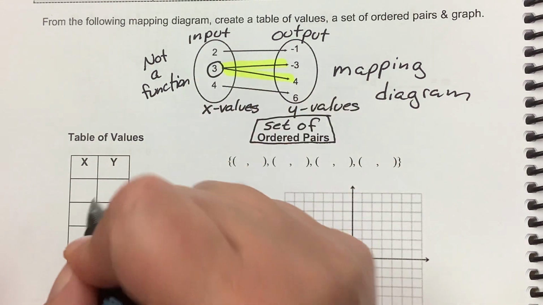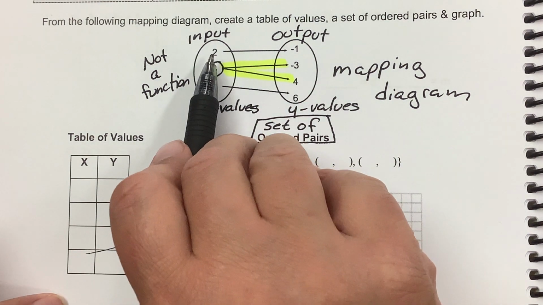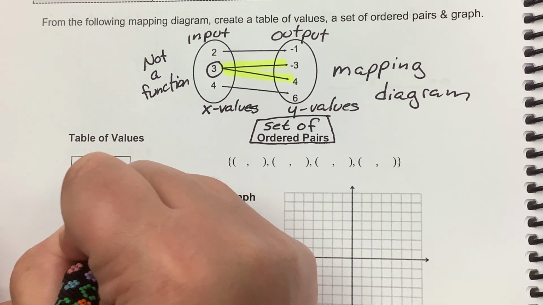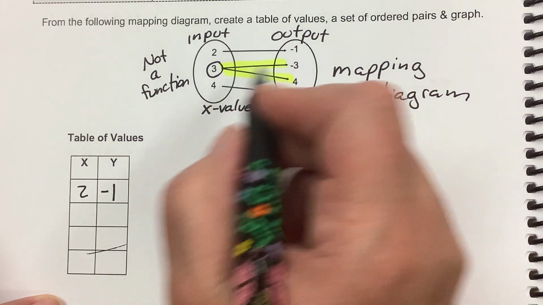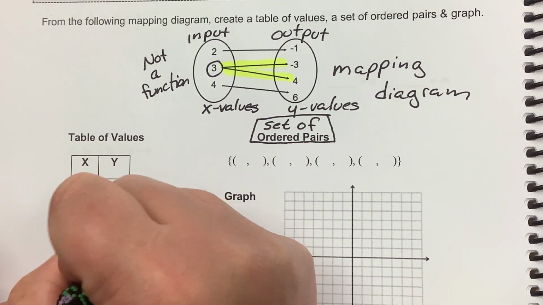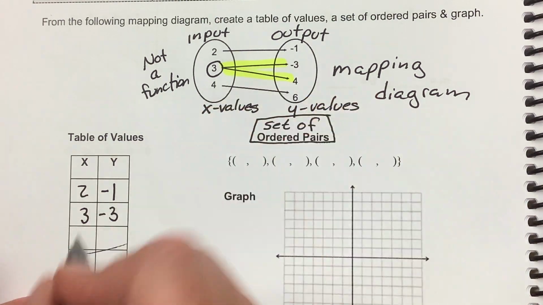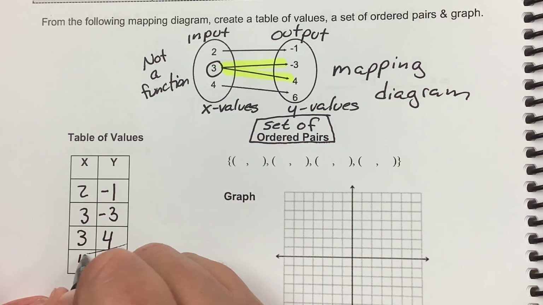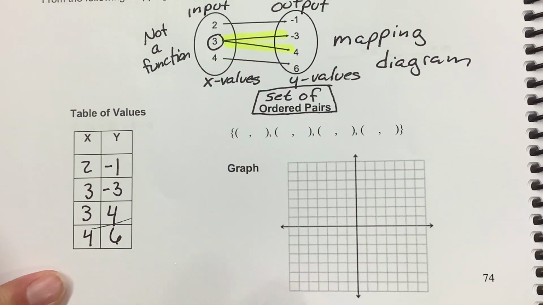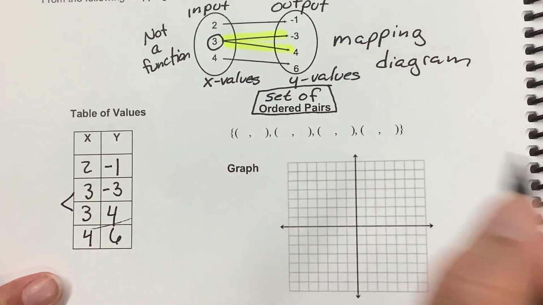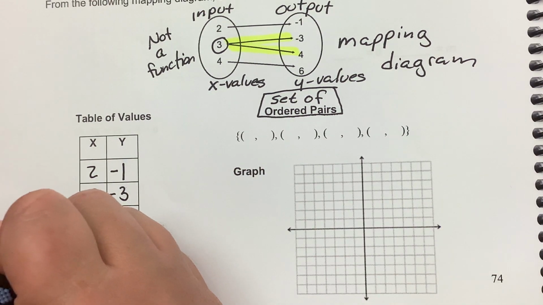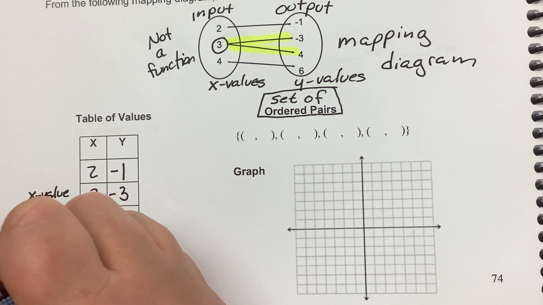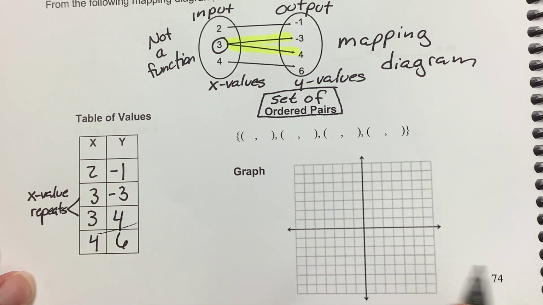Let's put these numbers into a table so it's a little easier to see. The x value is 2, the y value is -1. So 2 corresponds to -1. 3 to -3, and 3 to 4. I almost said 4 to 4. You can't do that, Bono. 4 goes to 6. And it's a little easier to see here that the x value repeats. And that's not a function.